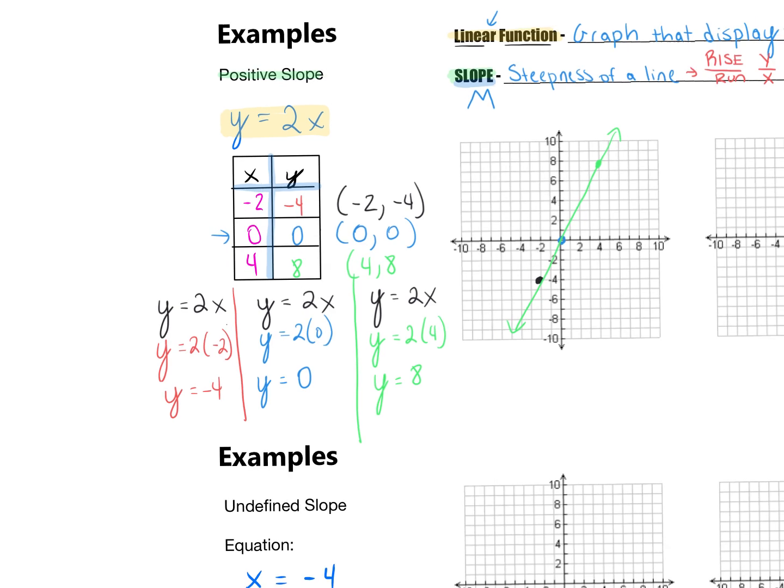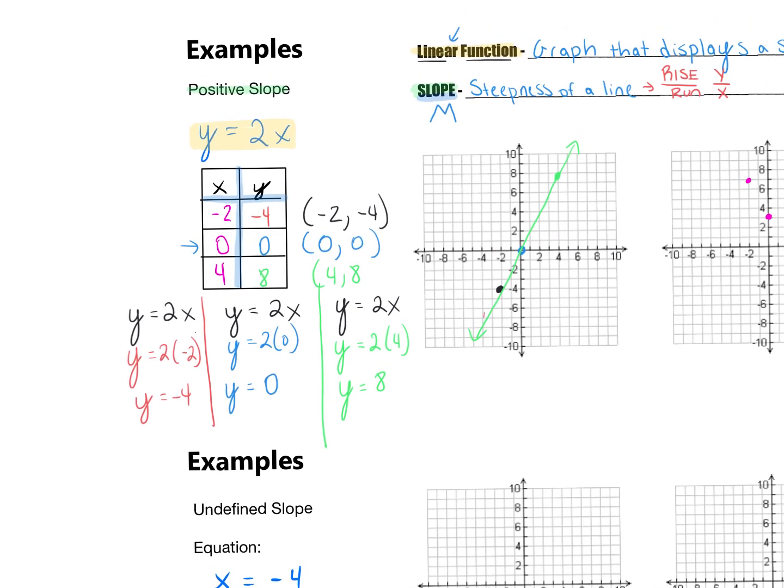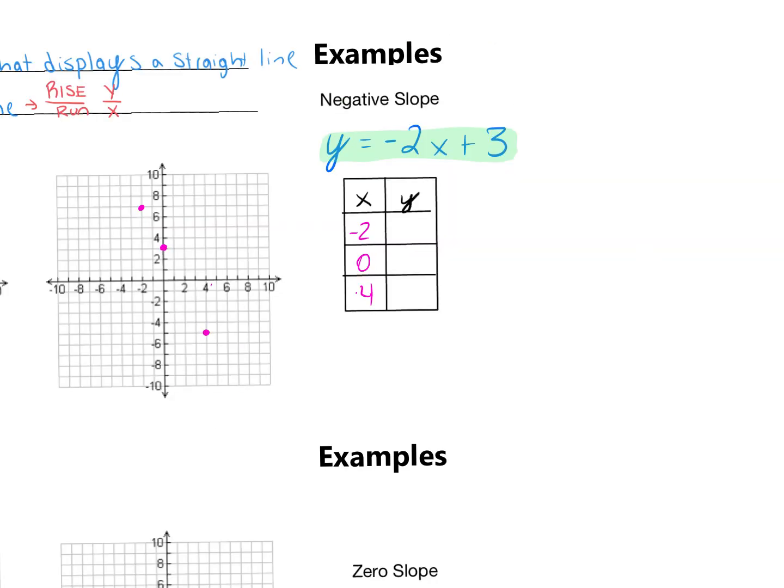Remember how I said it's rise over run? We're going up in the positive direction. We're going over in the positive direction. So this is a positive slope.